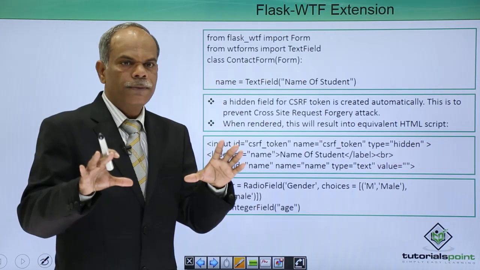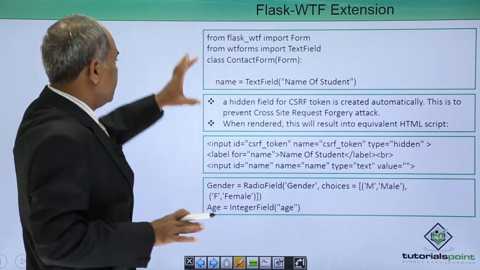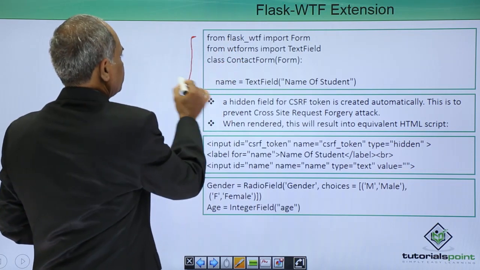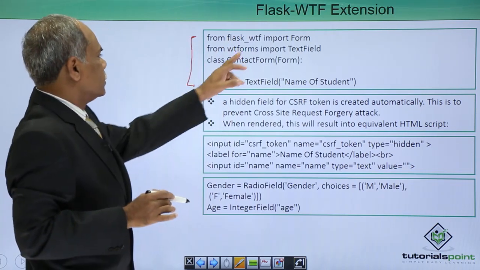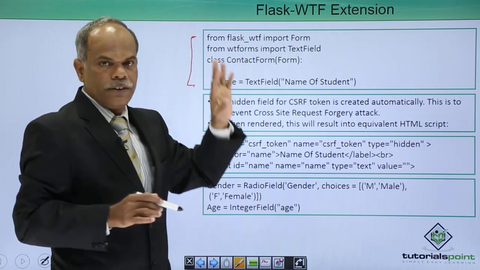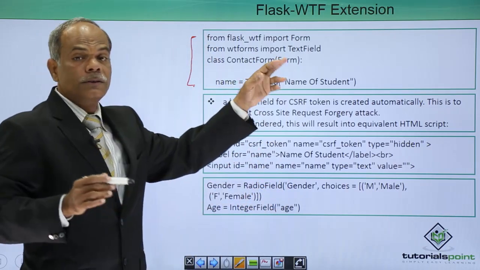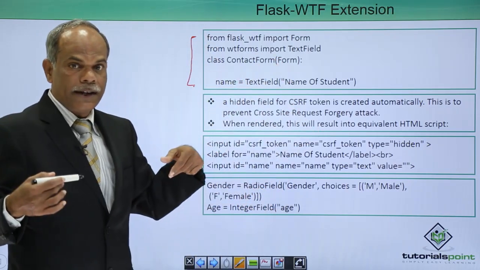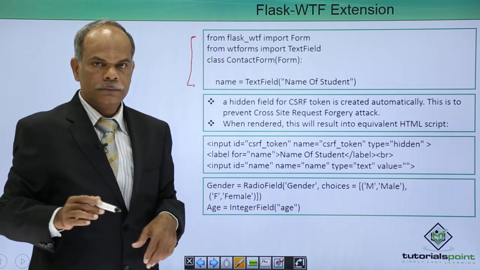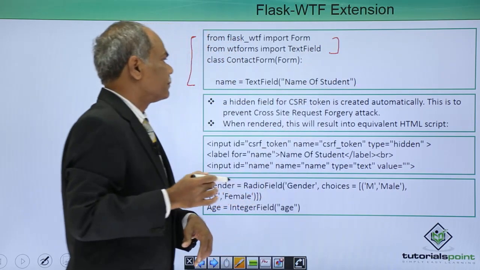The summary of the code that you will use is this form. You will import the form from the Flask-WTF extension. This is the first step. And you will also import the different fields that you may be requiring in the design of the form from the WTForms. So, these two import statements are necessary.